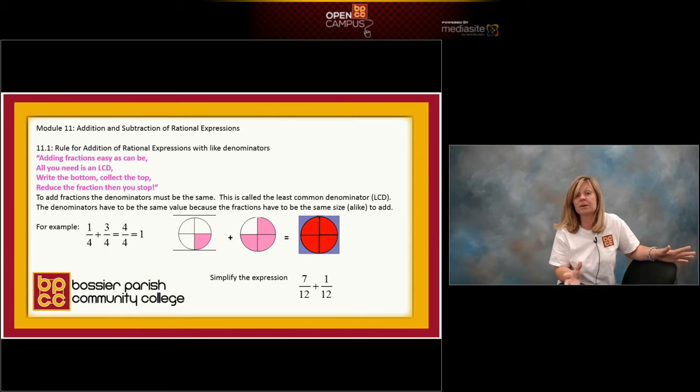Okay, the rule is simple, and I have it written as a song. Adding fractions easy as can be. All you need is an LCD. Write the bottom, collect the top, reduce the fraction, then you stop.